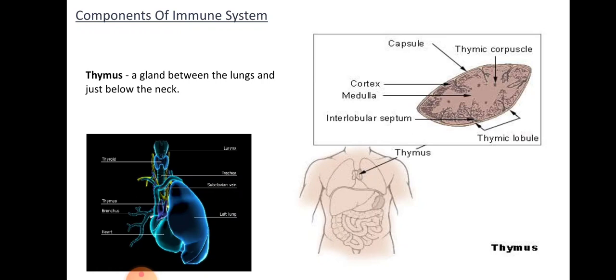So here you have a picture of thymus gland with a cut section here having the labeling such as thymic corpuscle, thymic lobule, capsule, cortex, medulla, and interlobular septum.